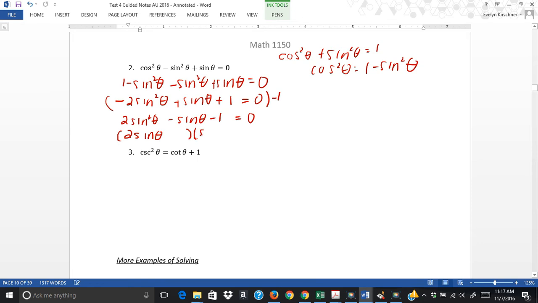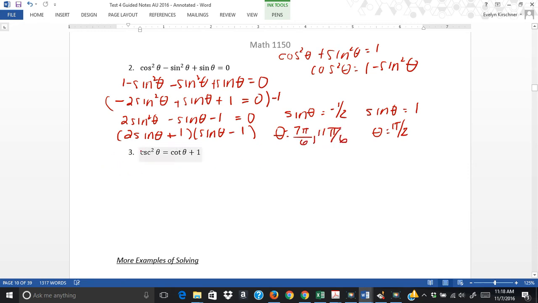So I have 2 sine theta and sine theta, and I have negative 1 and plus 1. That gives me negative 2 sine theta plus sine theta is negative sine theta, and a minus 1 and 2 sine squared theta. So this tells me that sine theta equals negative 1/2 if I solve this one, and sine theta equals 1. So theta equals pi over 2 when sine is 1. And when sine is 1/2, it's at pi over 6, but it's a negative, so it'll be 7 pi over 6 and 11 pi over 6.